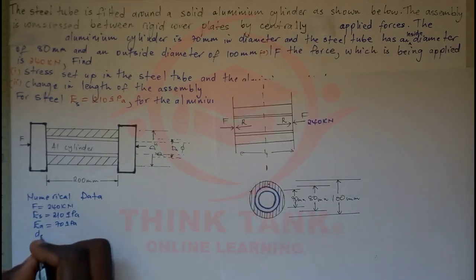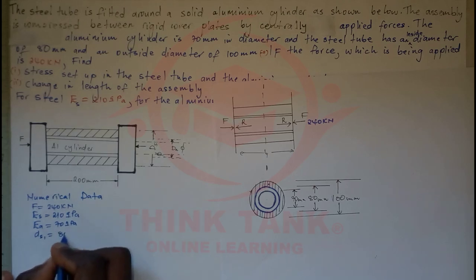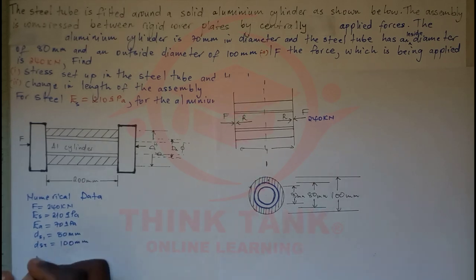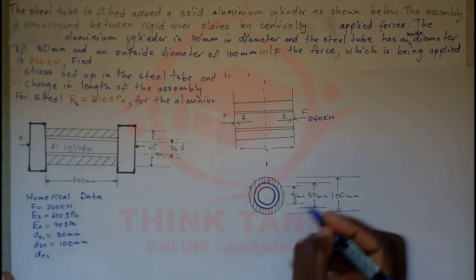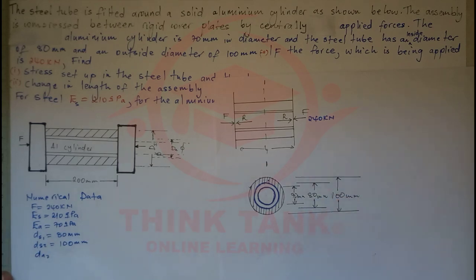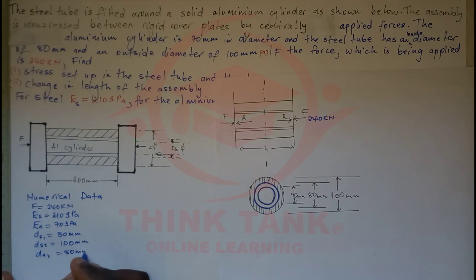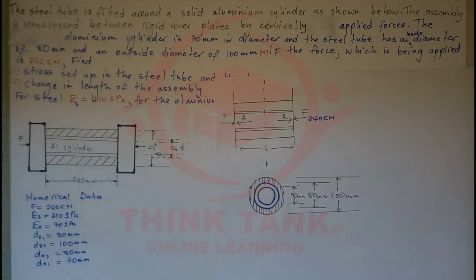I'm going to write d_S1 for the inside diameter of the steel as 80 millimeters, and d_S2 is the outside diameter, which I'm going to write as 100 millimeters. After that, I'm going to look at d_A, the diameter of the aluminum, which is going to be 70 millimeters. Okay, so this is the information that we're going to need.